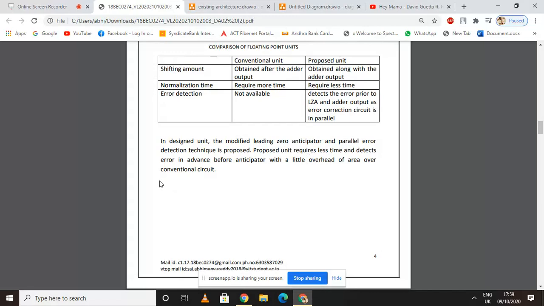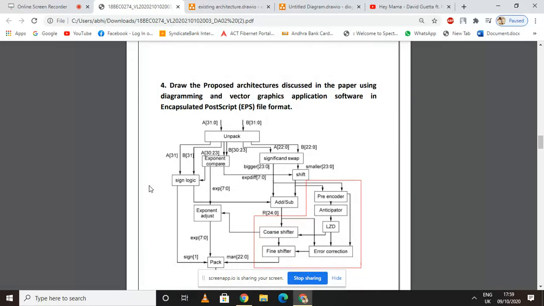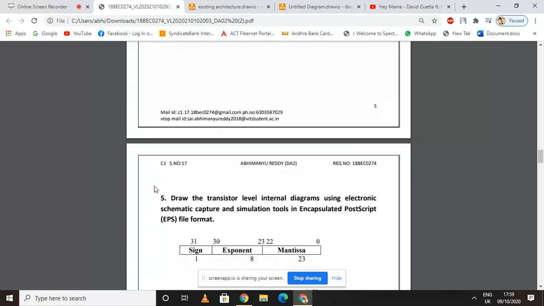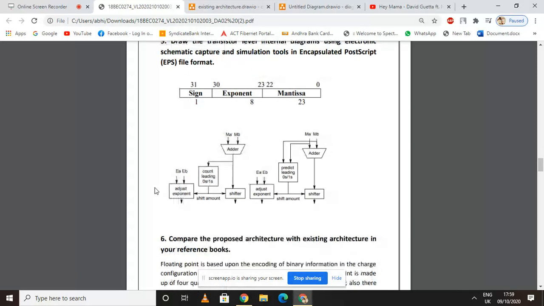In this design, the modified leading zero anticipator and parallel error detection technique is proposed. This requires less time and detects errors in advance with a little overhead of area over the conventional circuit. This is the proposed architecture discussed in the paper, which helps in reducing the path delay by 18.98%. And this is the transistor level internal diagram using electronic schematic capture.